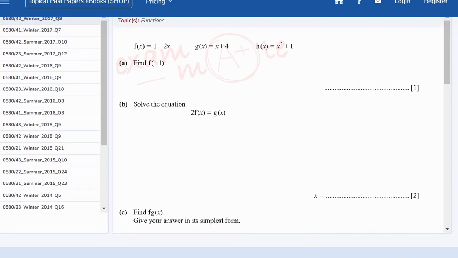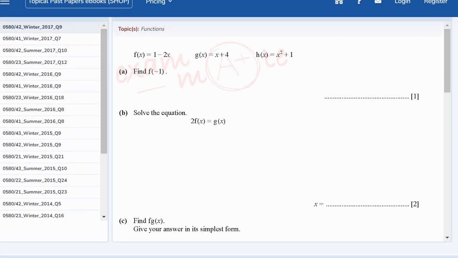So let me move on to the first question. It says f of x is equals to 1 minus 2x, g of x is equals to x plus 4, and h of x is equals to x squared plus 1. So how will we find f of minus 1? Look, f of x, so as I was saying, f of x is equals to 1 minus 2x.